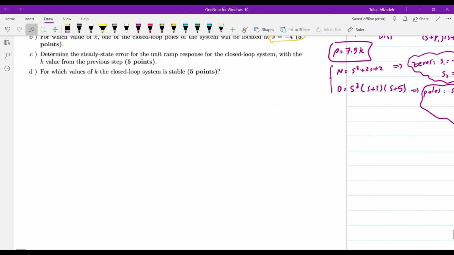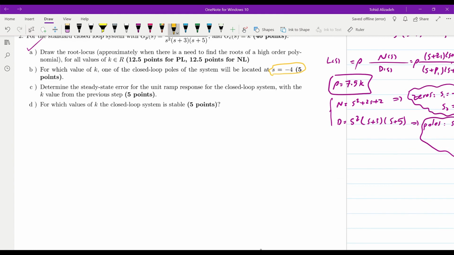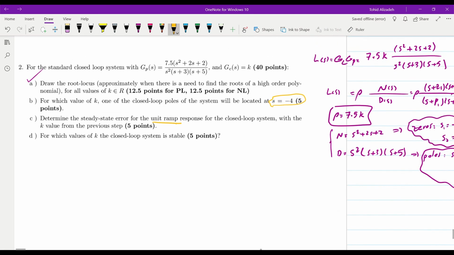In the next point, we need to determine the steady-state error for the unit ramp response of the closed-loop system with the k value that we have got from the previous point. For the unit ramp input, since we have a type 2 system, the steady-state error will be equal to 0 regardless of the value of the k that we choose. So it will be always equal to 0. So this point is quite easy to answer.